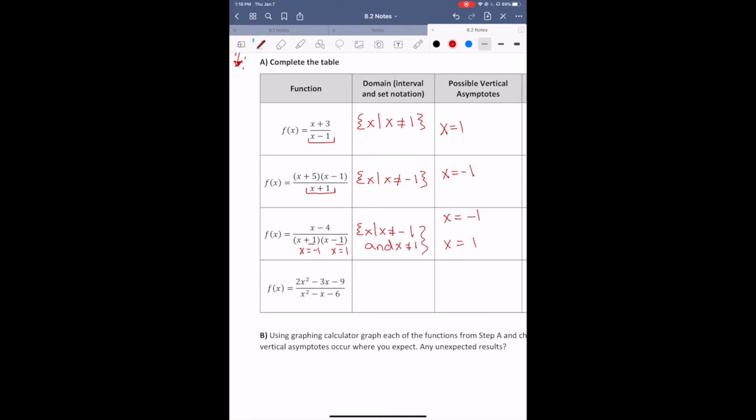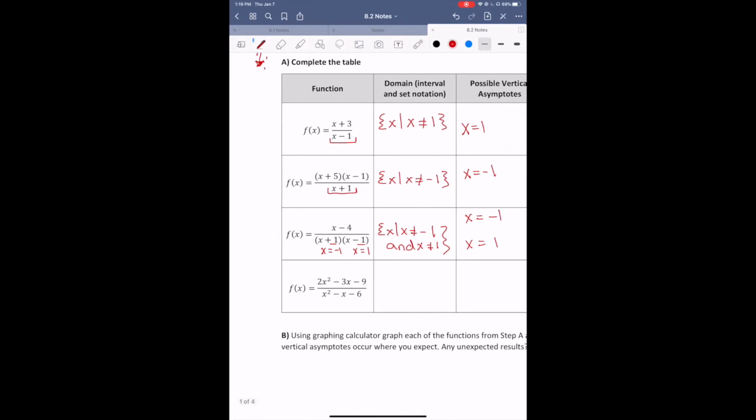Simple enough. Okay, and our last function, 2x squared minus 3x minus 9 divided by x squared minus x minus 6. Now, our denominator is a quadratic function. We cannot leave this as a quadratic if we are to solve for x, so we do need to factor. Remember, factoring a quadratic, you can go ahead and use diamond method. Multiplies to negative 6, adds to negative 1. I know that those two factors are negative 3 and 2, right? Negative 3 times 2 gives us negative 6, and negative 3 plus 2 gives us negative 1.